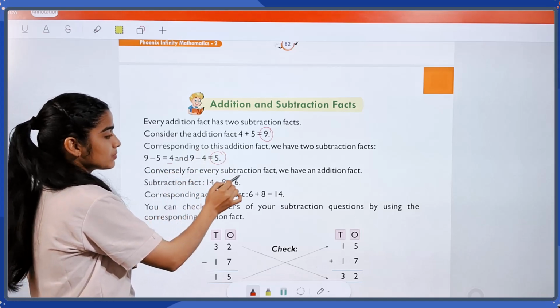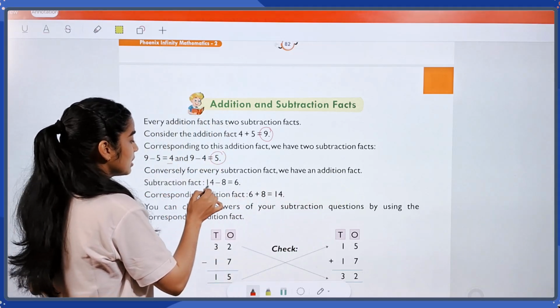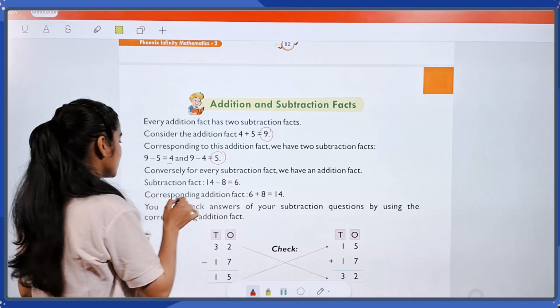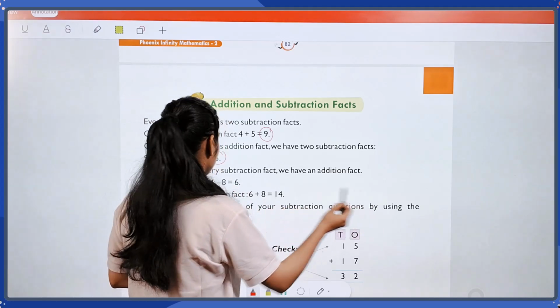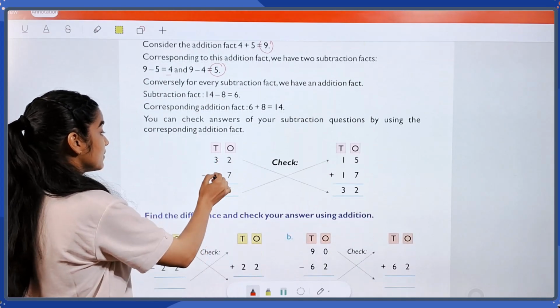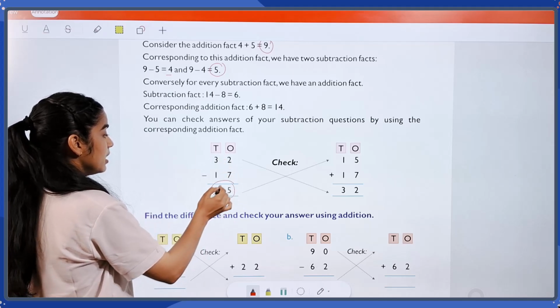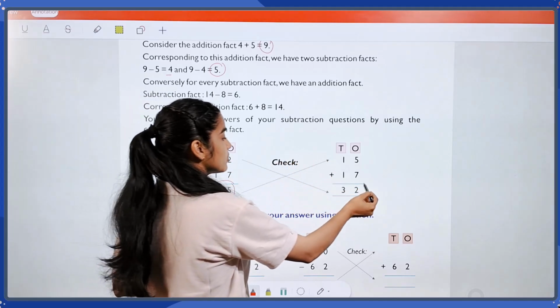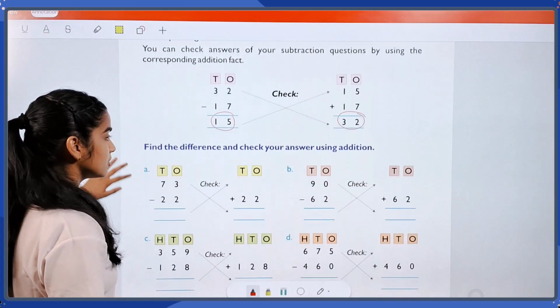Conversely, for every subtraction fact we have an addition fact. The subtraction fact 14 minus 8 is 6, so 6 plus 8 is 14. You can check the answer of your subtraction question by using the corresponding addition fact as well. So 17 subtracted from 32 gives you 15. When you add 15 plus 17, what do you get? You get 32.